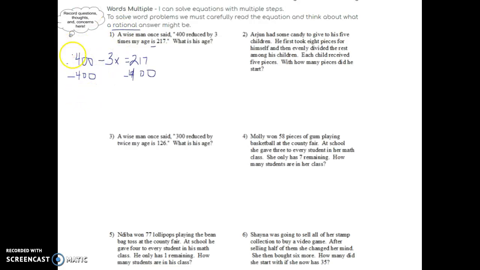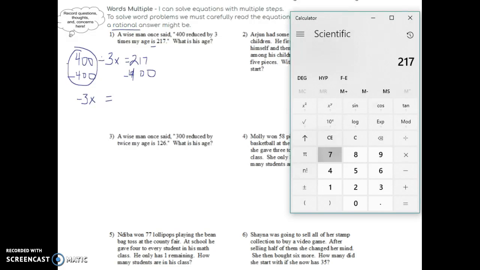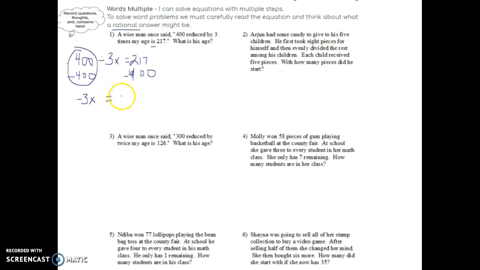Don't forget the minus sign in there. And then I have negative 3x equals 217 minus 400. I'm going to use the calculator so I don't make a silly mistake. It gives me negative 183. Negative 183. I now need to divide by 3 because the 3 beside the letter is multiplication.